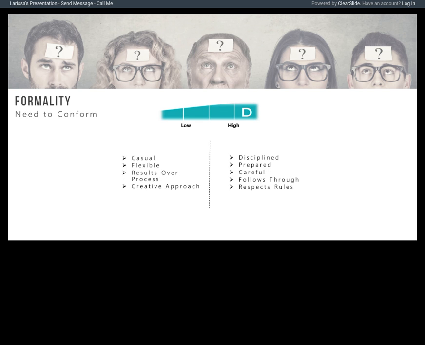And then finally, formality. So on the high side, we've got the disciplined, prepared, careful. They follow the rules and they follow through on things because this is the need for rules and structure.